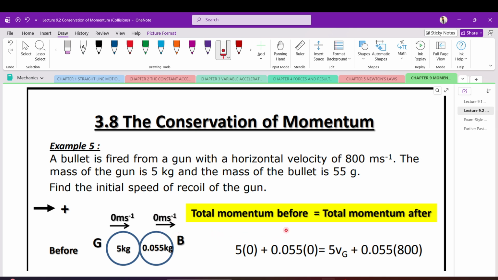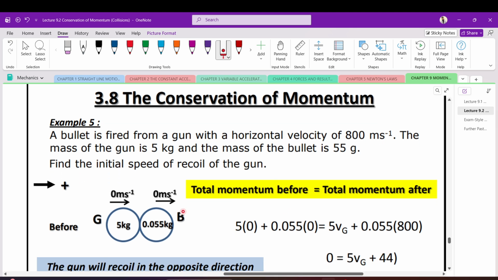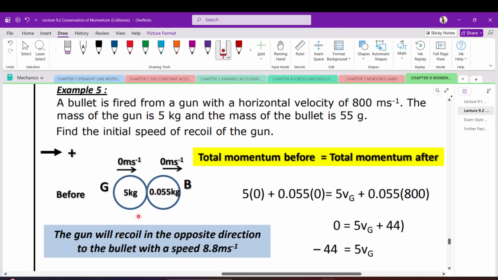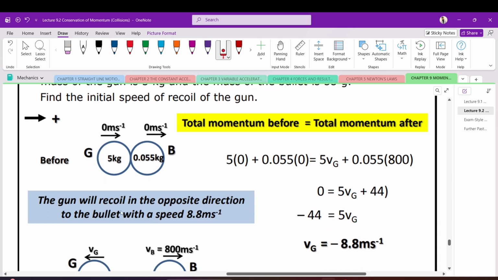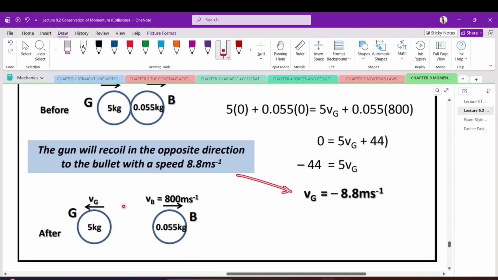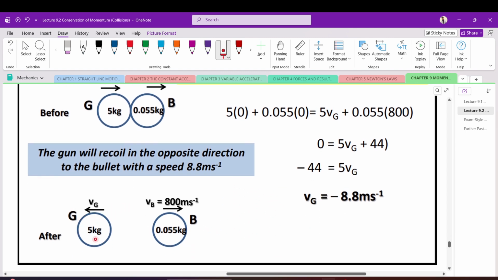Total momentum before and then after. Okay, after this what happens? The gun will recoil in the opposite direction to the bullet. Okay, so this is actually the answer. So I was looking at the diagram. The gun is going to move in the opposite direction while the bullet is going to move to the right with a speed of 800.